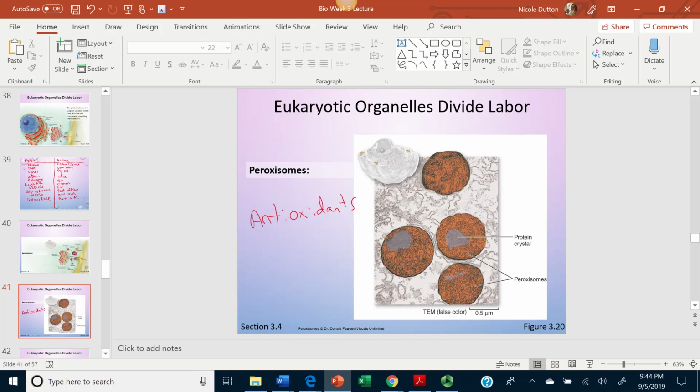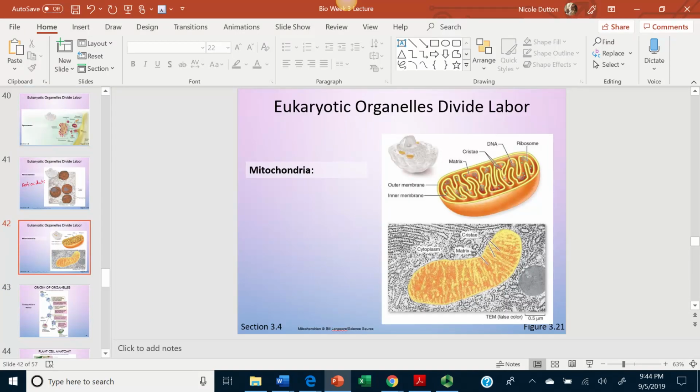So peroxisomes contain these. You can never possibly consume enough antioxidants in your life. These really prevent aging, and it sounds kind of like a cosmetic issue, but it's really not. They prevent aging of all of your organs, and they really help keep you healthy. So the more antioxidants you can have in the diet, the better.